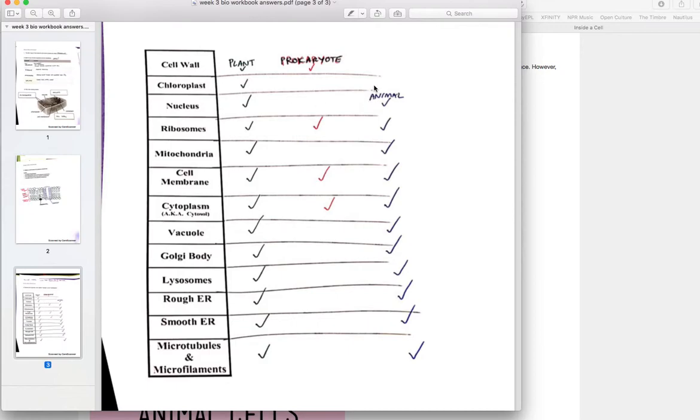Okay? So those are some of the tips I go through when I think about plants and animals. The main difference between plants and animals is their cell wall and their chloroplasts. Plants have everything, and prokaryotes, I remember that they have these things right here.